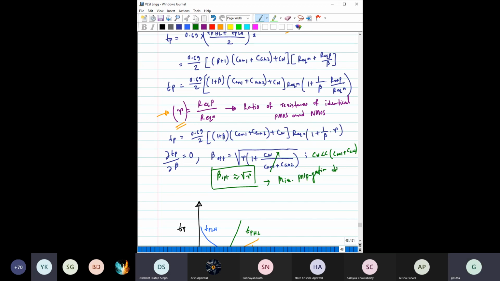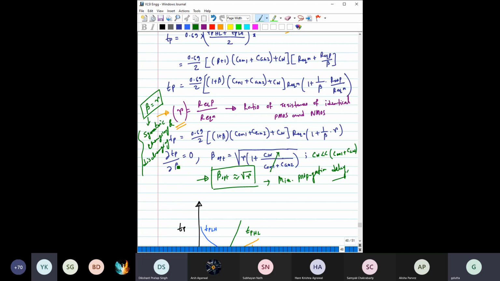propagation delay. So please note, when you make beta equal to R, you get a symmetric charging and discharging, right? But this is not the criteria for the minimum propagation delay. For minimum propagation delay, the criteria is somewhat like this: you have to design PMOS with root over of R times that of NMOS.